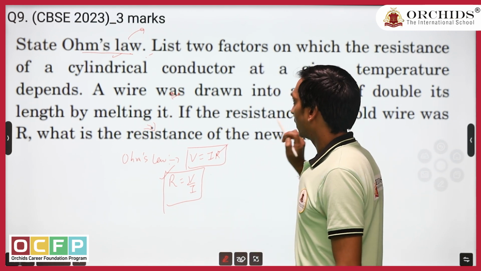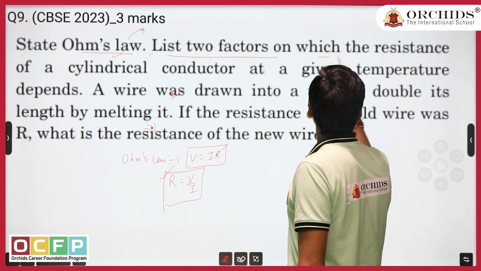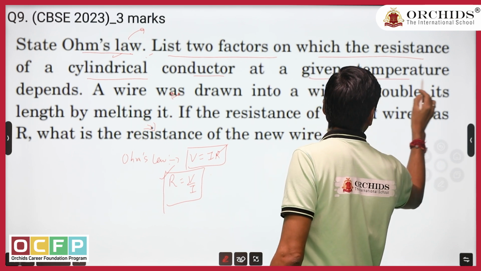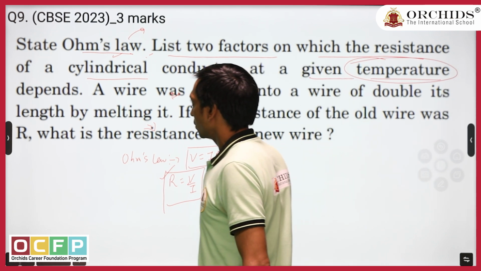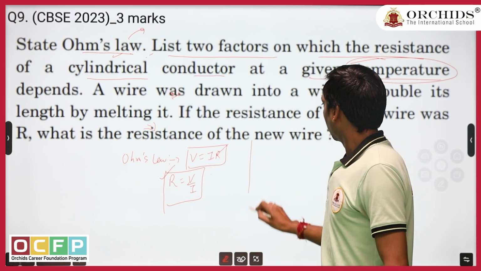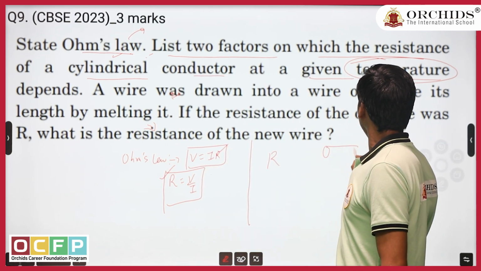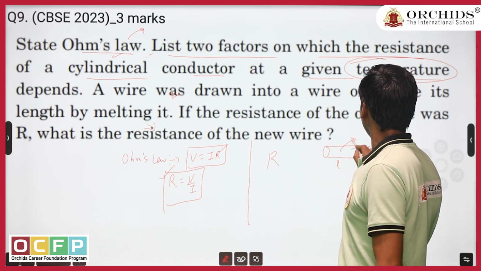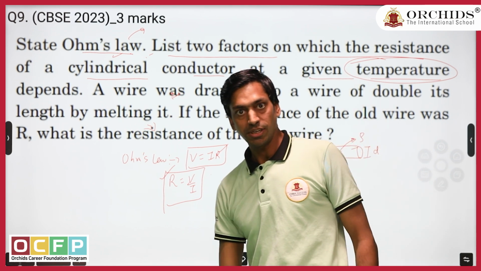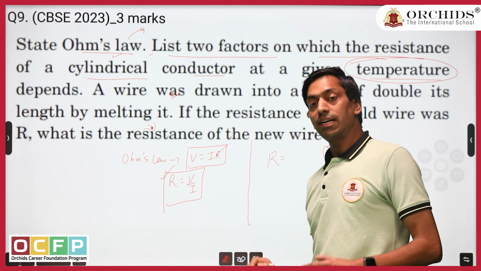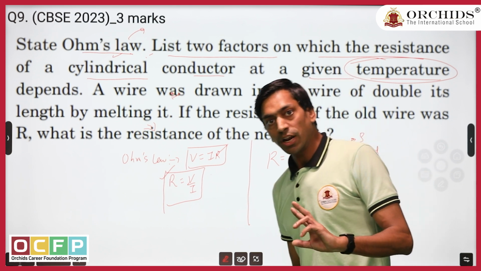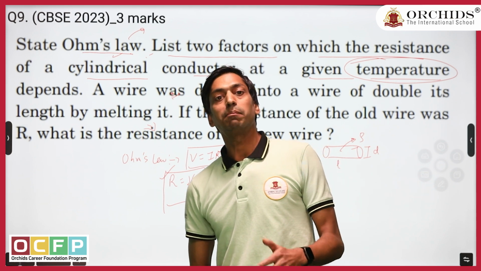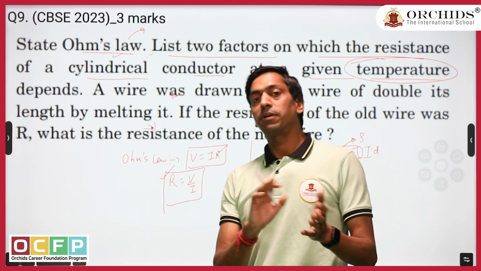Now the second part of the question is: list two factors on which the resistance of a cylindrical conductor at a given temperature depends. See, at a given temperature, meaning temperature is constant. So we have studied that for any, let's say this is a cylindrical conductor having length L, diameter D, and obviously it has some material, so its resistivity will be rho. So the resistance of any conductor depends upon, first, the material property. The material property is taken care of by rho. That is a material dependent property, and it does not depend upon the dimensions.